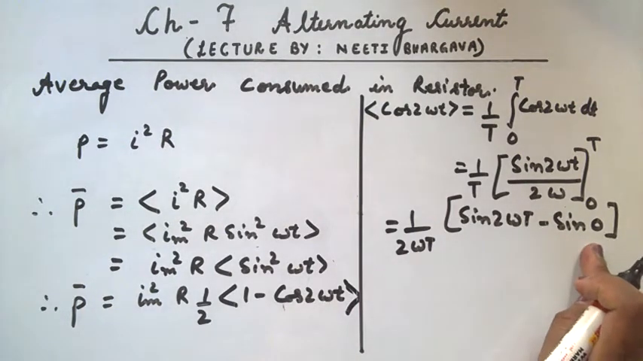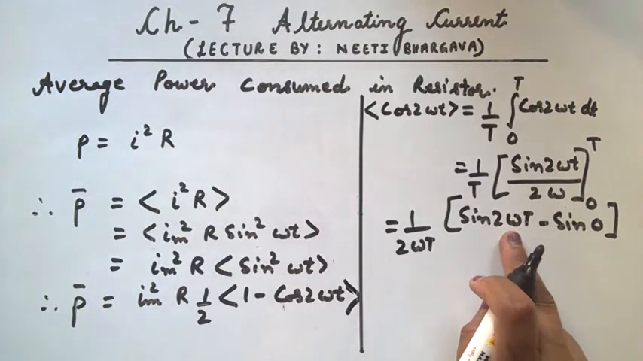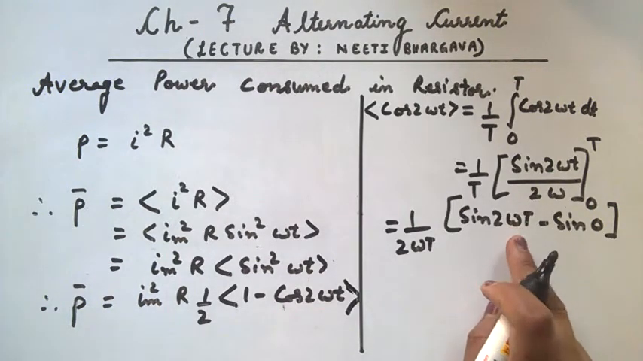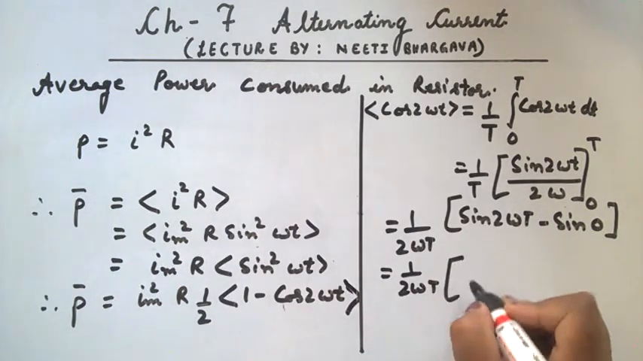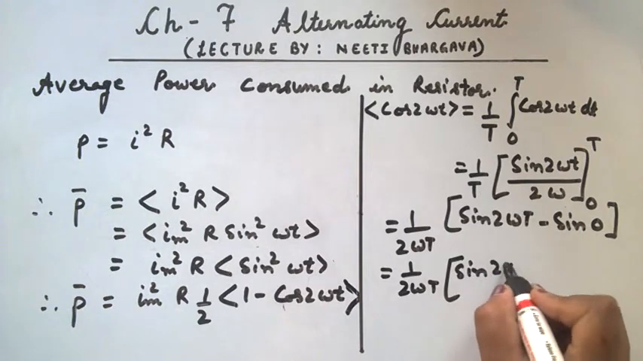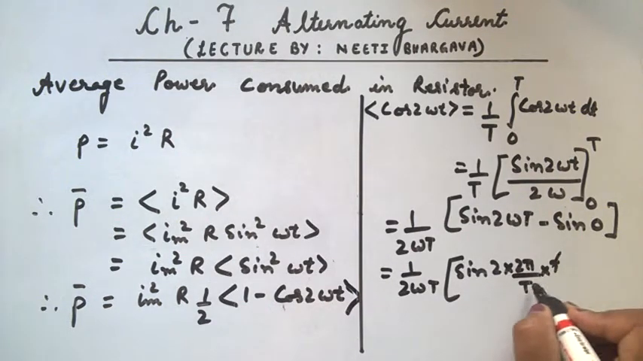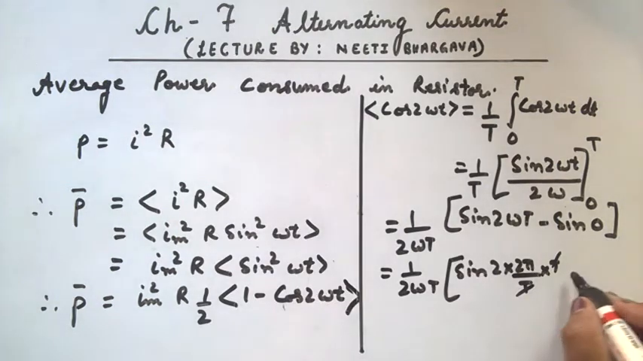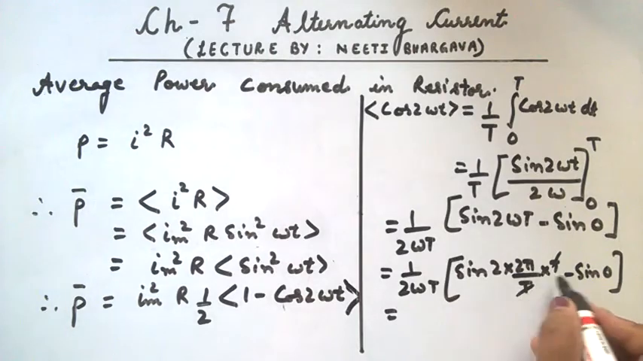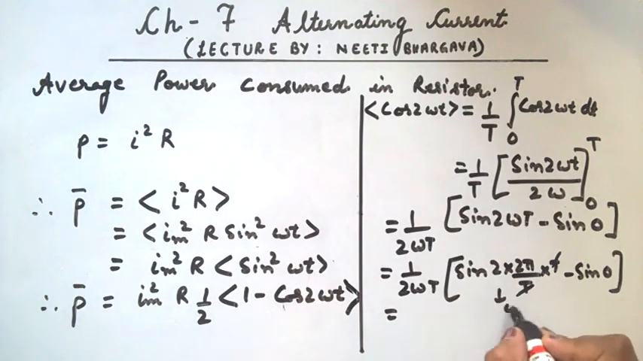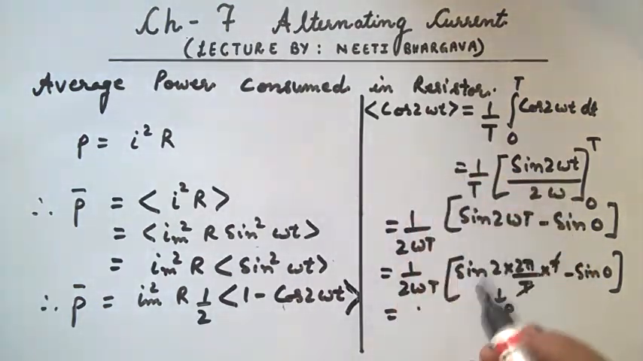Sin 0 is 0 and sin 2 omega T. Here, in order to solve it, omega is equal to 2 pi upon capital T, so we get 1 upon 2 omega T sin 2 into 2 pi by capital T into T, that is sin 4 pi minus sin 0. Now sin 4 pi is equal to 0. Therefore, we get cos 2 omega t average is equal to 0.